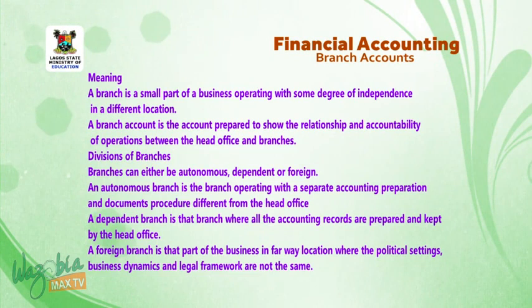A branch account is the account prepared to show the relationship and accountability of operations between the head office and branches. Divisions of branches. Branches can either be autonomous, dependent, or foreign. An autonomous branch is the branch operating with a separate accounting preparation and documents procedures different from the head office. A dependent branch is that branch where all the accounting records are prepared and kept by the head office. A foreign branch is that part of the business in a faraway location where the political settings, business dynamics, and legal framework are not the same.